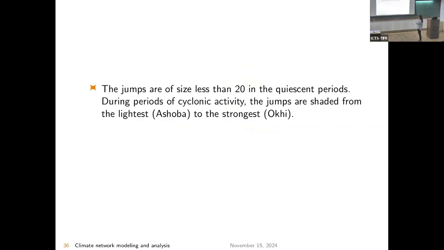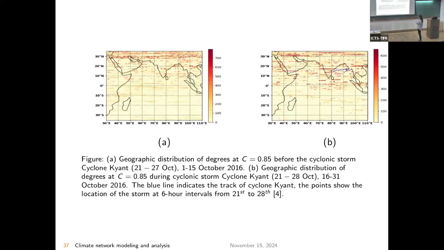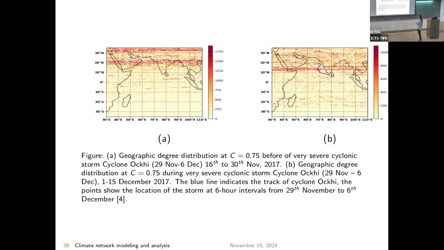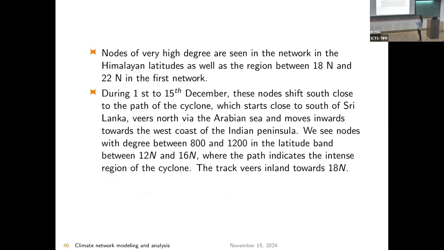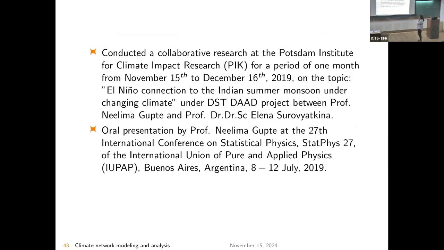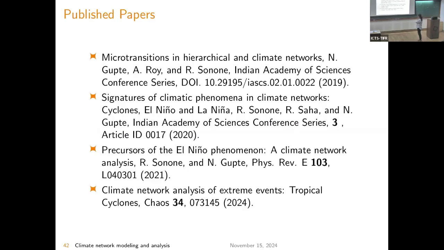They show scaling behavior, and the exponent depends on the actual year and the actual data. But there are two kinds of scaling which we see, both in the cyclone and in the El Nino, and they are different kinds of scaling.